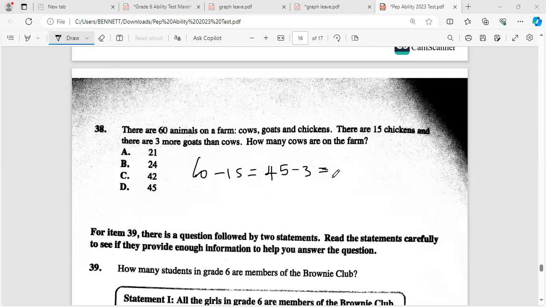Sir, the answer is 42, sir. All right. So when you subtract, you get 42. Yes, sir. What's next? You finished there? Think about it. You're on the right path, in my opinion. You calculated the total. This 45 represents what? The number of what? Cows and goats. Yeah. So it couldn't be 42.